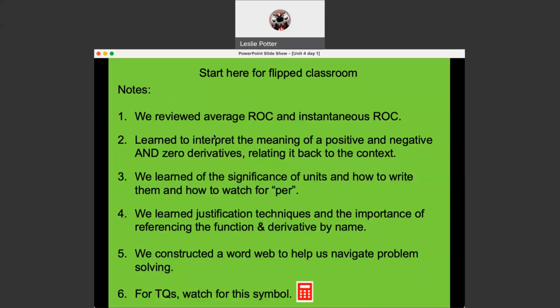Okay, so when we get into the classroom, we'll go over the takeaways from the notes and then work on the topic questions.